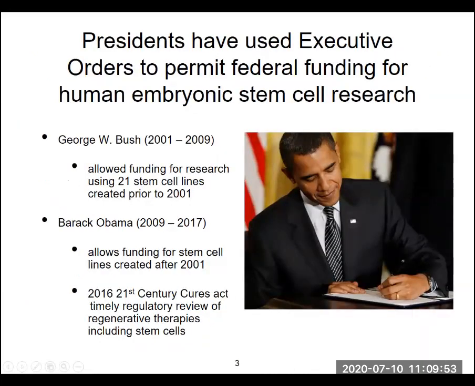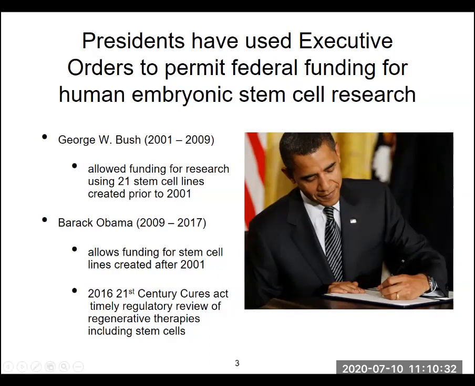Now, if we take a look at the changes that have gone through, George W. Bush, president from 2001 to 2009, basically went with that agreement and said, okay, we can allow federal funding, again through the Department of Health and Human Services, for research on existing stem cell lines, stem cells that were created prior to 2001. This is before those requirements went into place.